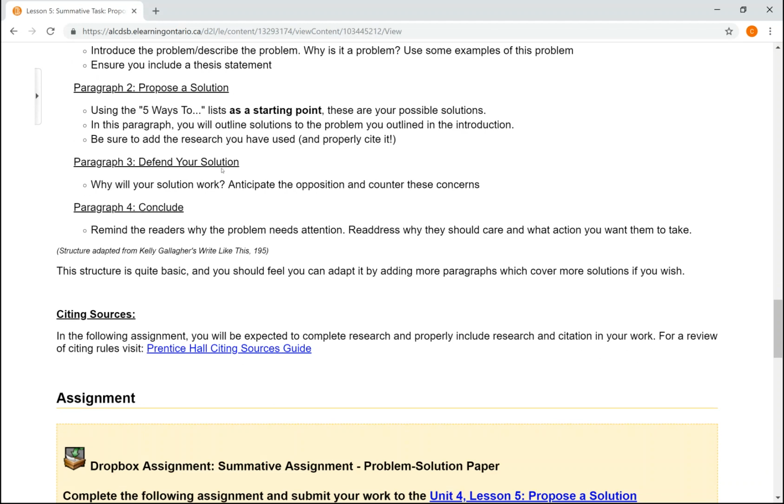Paragraph 3, defend your solution. Why will your solution work? Anticipate the opposition and counter these concerns. Paragraph 4, conclude. Remind the readers why the problem needs attention. Readdress why they should care and what action you want them to take.